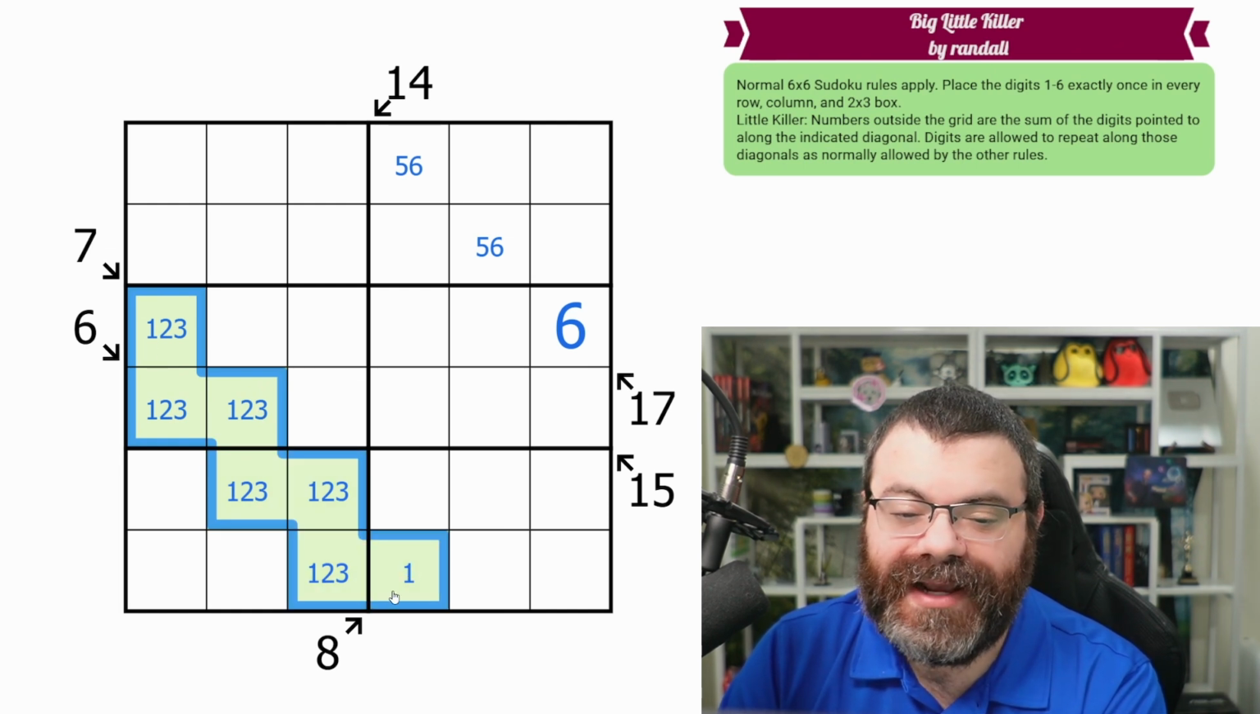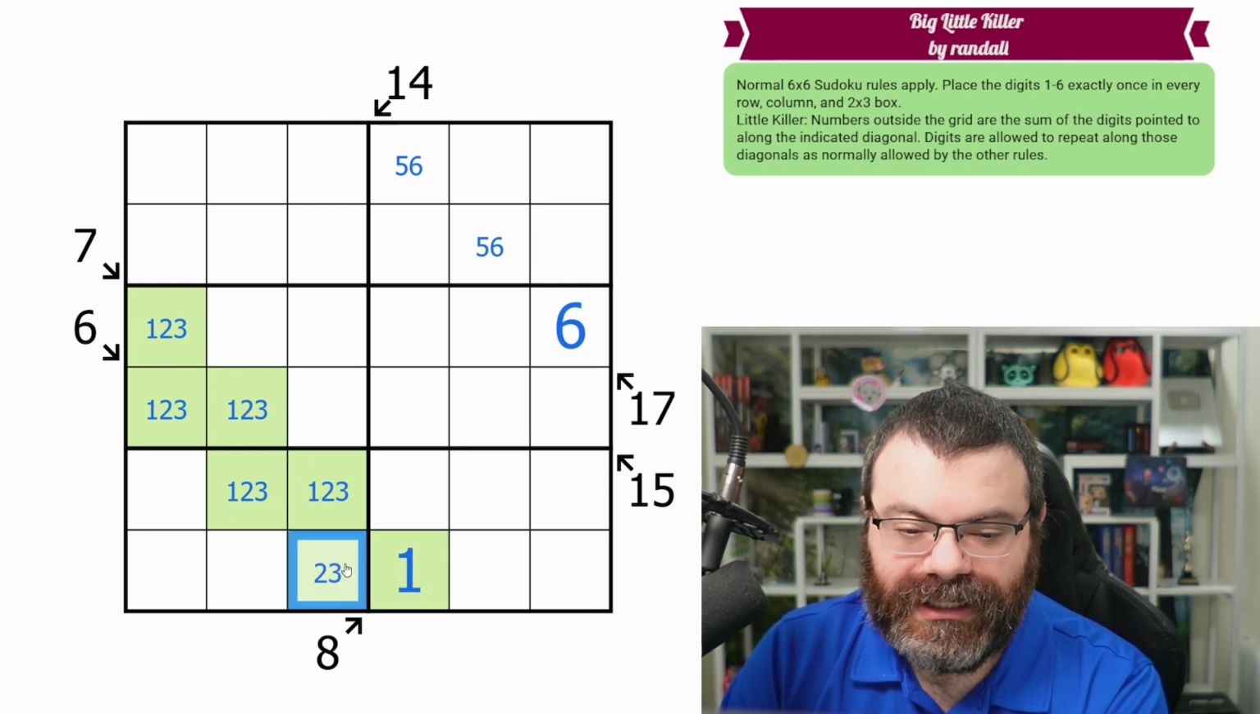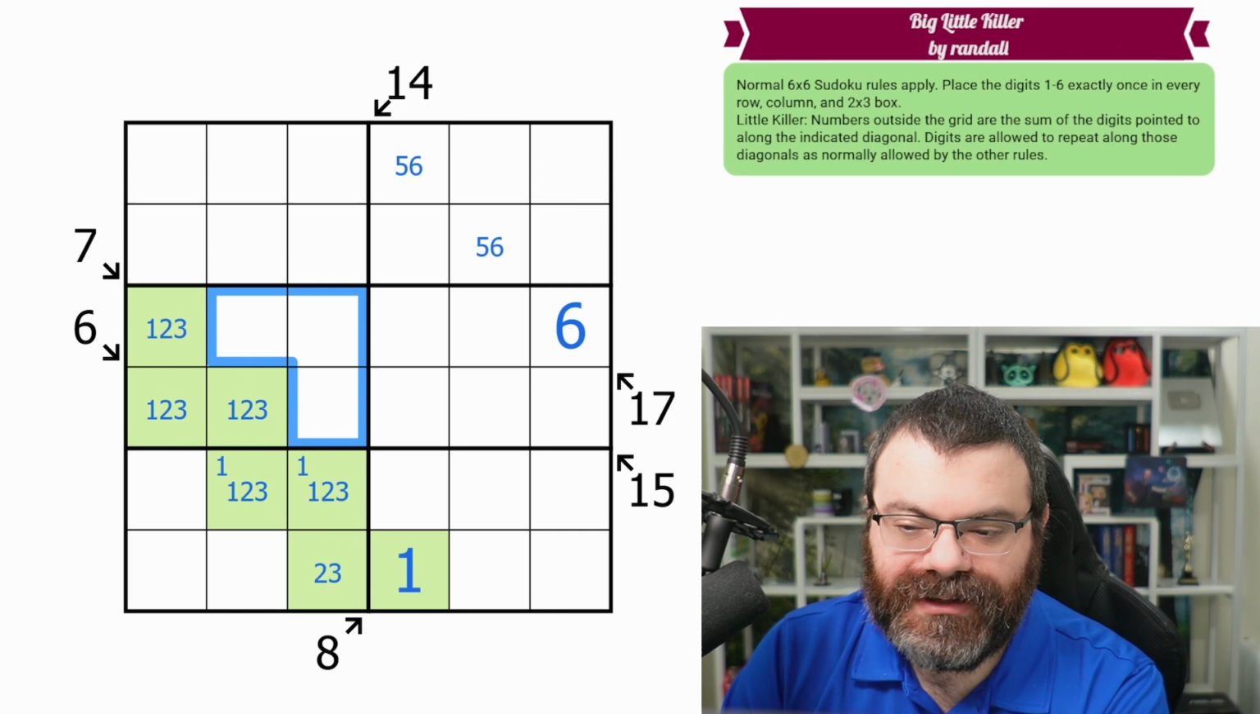So actually, this entire green blob has to be the minimum, which does force this cell to be 1. And so there's a 1 up here. These are going to be 4, 5, 6. These are going to be 4, 5, 6. The 6 gets placed here.